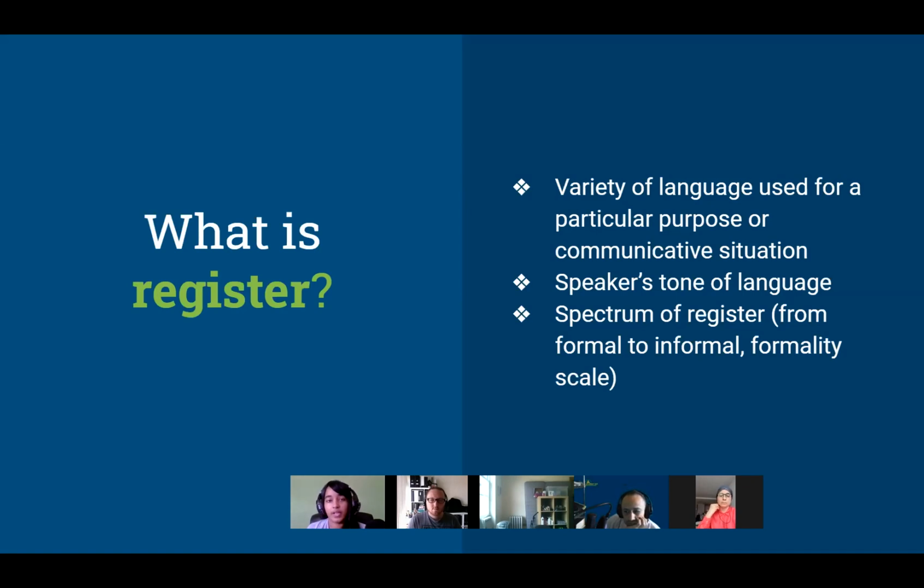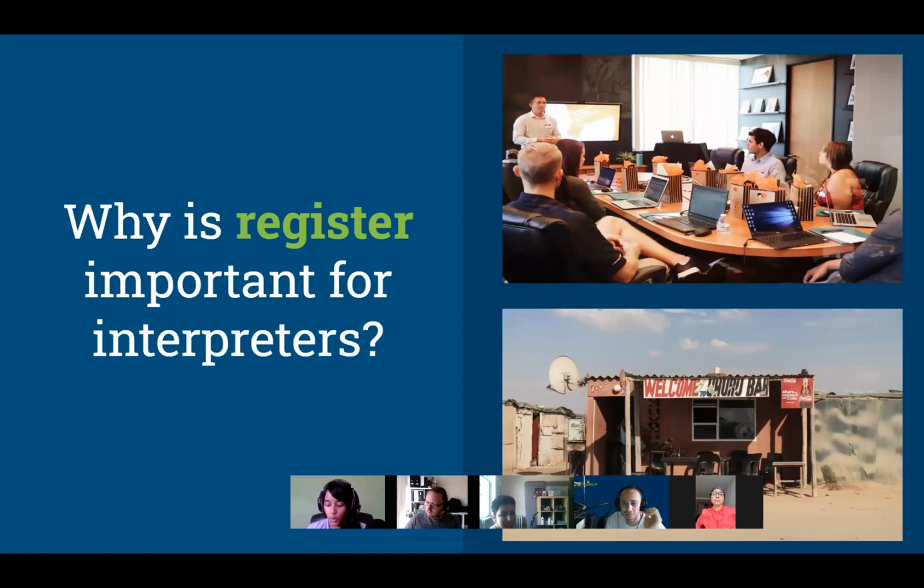And we have to think about register as a spectrum. We know there is high register, low register, colloquial, slang, but some words cannot be really classified in each one of these boxes, because some things are more formal and less formal. So it is like a scale of formality that we are talking about here. So why is register important for interpreters? Obviously, you're not going to interpret the same way in a bar or with friends as you would in a conference. Even medical and legal, the style of interpretation, the register is completely different.